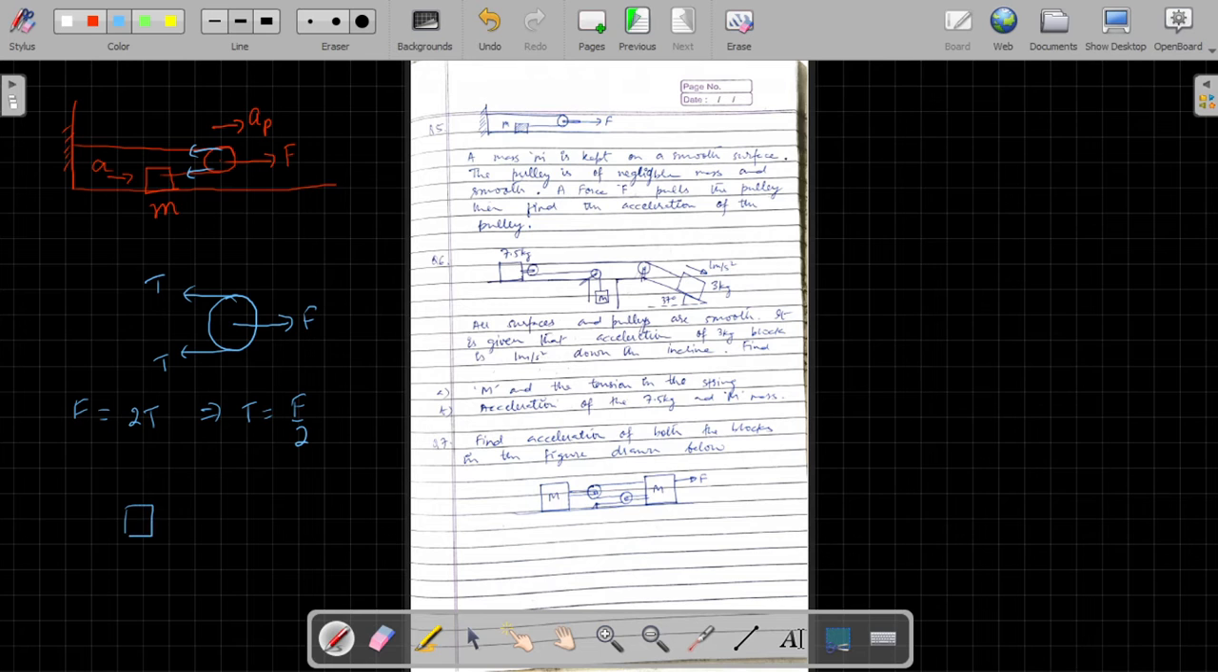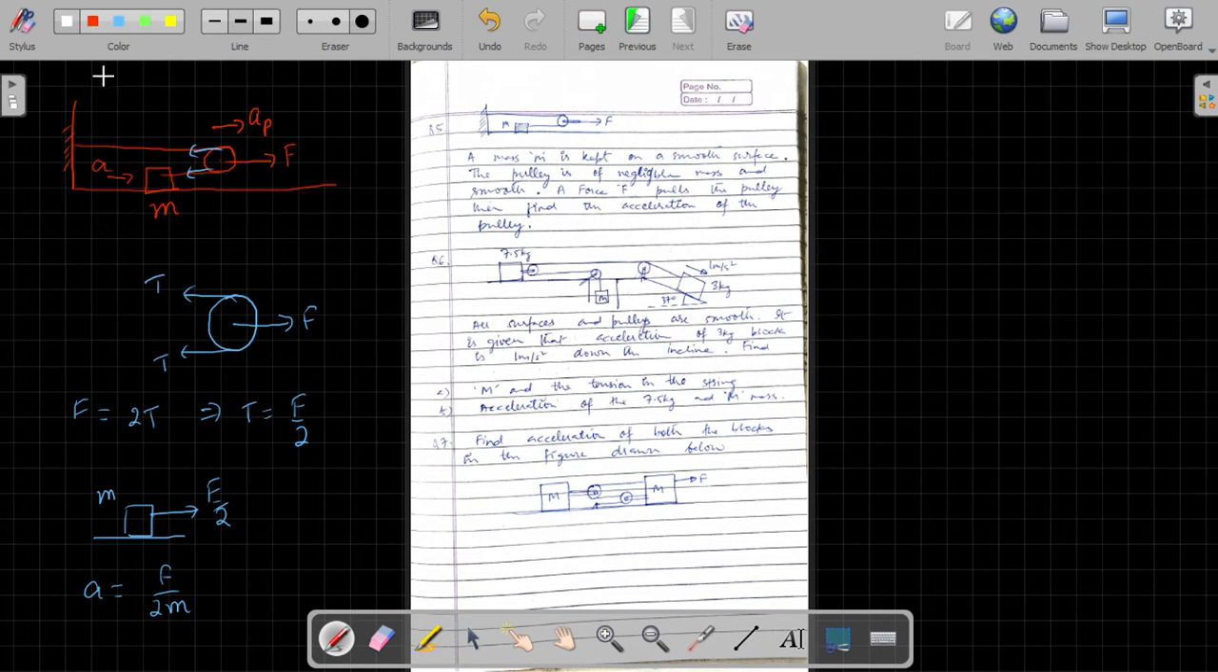Now this tension force would act in turn on the block, which is kept on a smooth surface, and the mass of the block is m. So the acceleration of the block should be the force acting on it divided by the mass of the block. The analysis of the block is pretty easy. There is a force F by 2 acting on it, its mass is m, so its acceleration is F by 2m. And what about the constraint relation part?